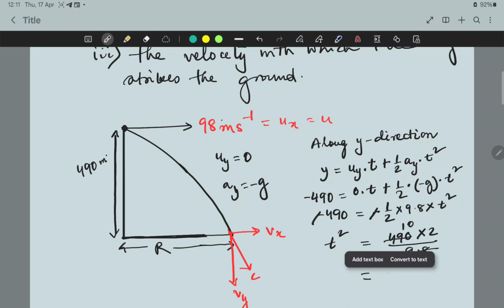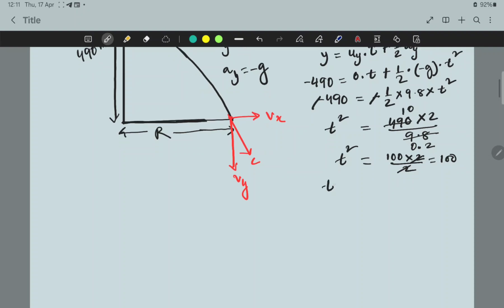Sorry, it is 100 into 2 by 2, so it is 100. T square is 100, therefore t is root over 100, that is 10 seconds.